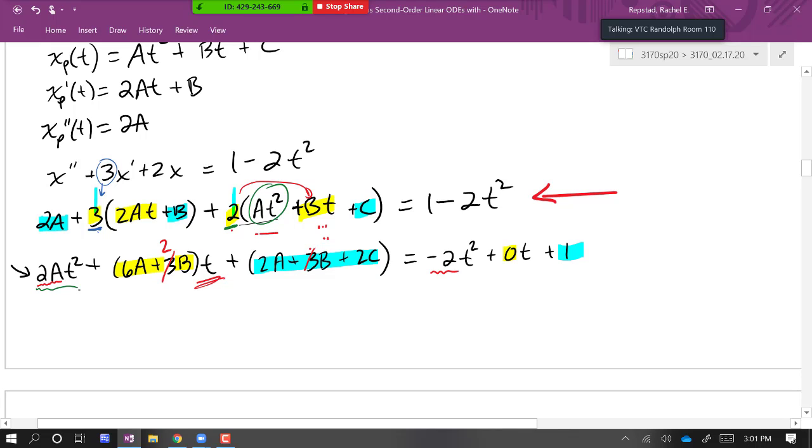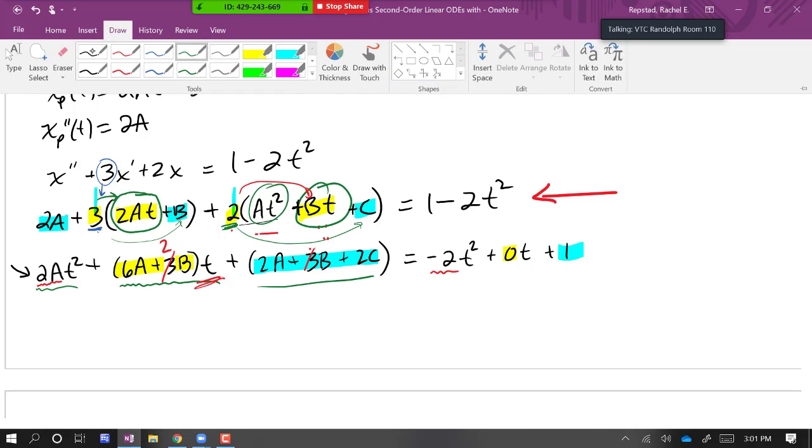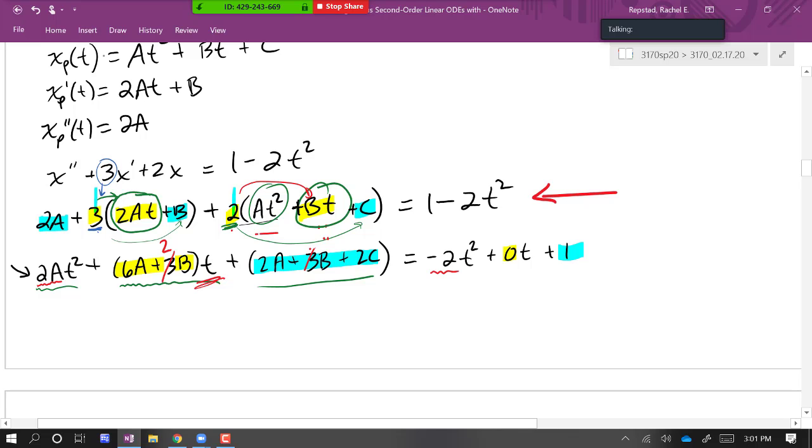Then we said, where do our t terms come from? The t terms come from here, which is being multiplied by a 3, so that's a 6at. And here, that's being multiplied by a 2, and that gives us a 2bt. So altogether, we have 6a plus 2b times t. And then we collected all the constant terms. Those are the ones highlighted in blue up there, so the 2a plus 3b plus 2c gives us that. Other questions?